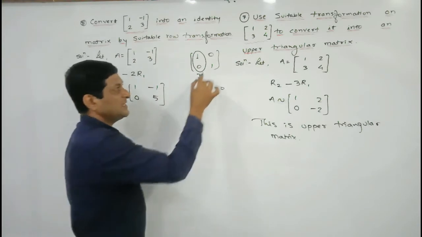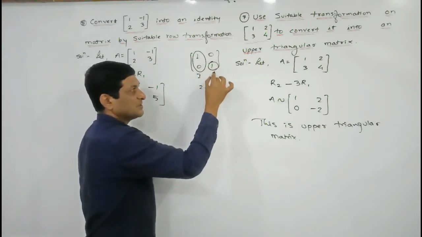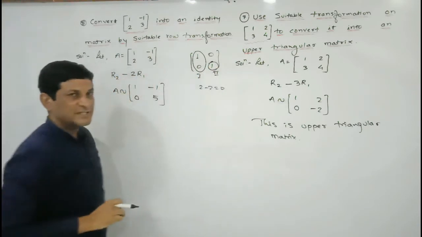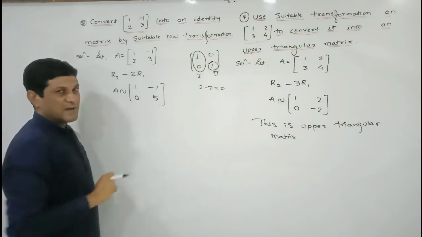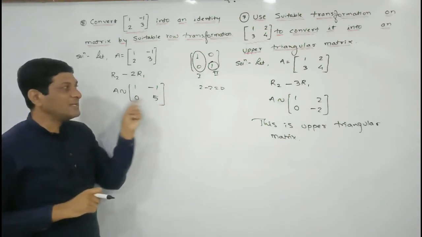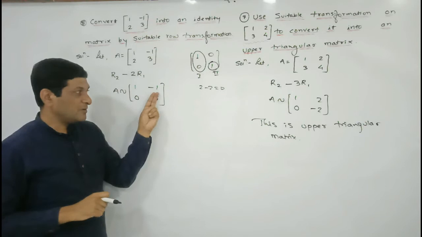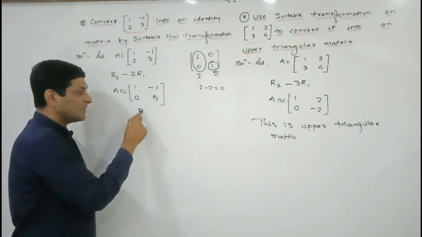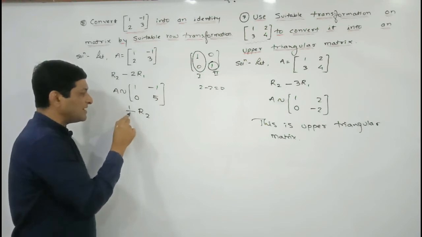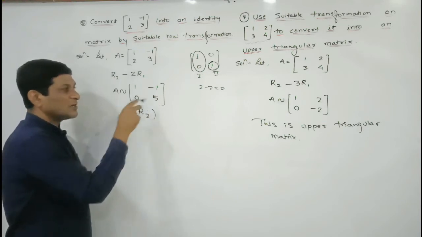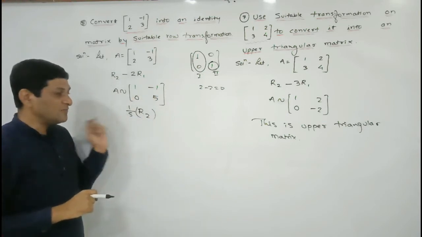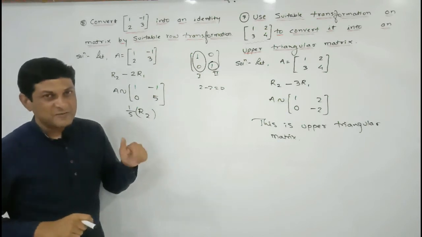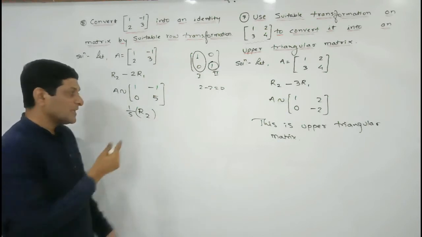Now the next step is to get 1 here. This is our second step, to get 1 here, which means here we will require 1. But if you observe, all the elements of this row, except this element, are 0. So the better way is to multiply R2 by 1 by 5, which in short means dividing R2 by 5. Multiplying by 1 by 5 means divided by 5. Let us see what we'll get.